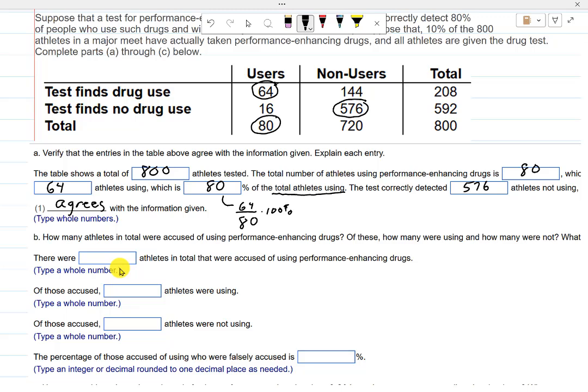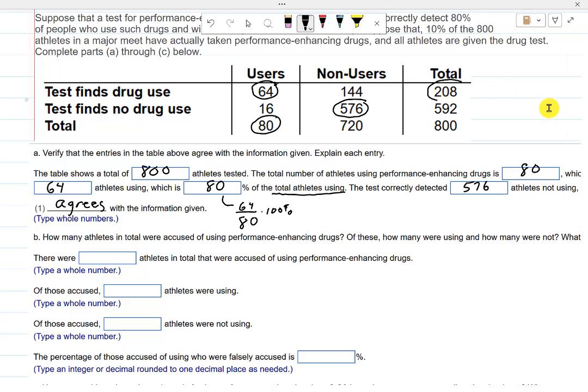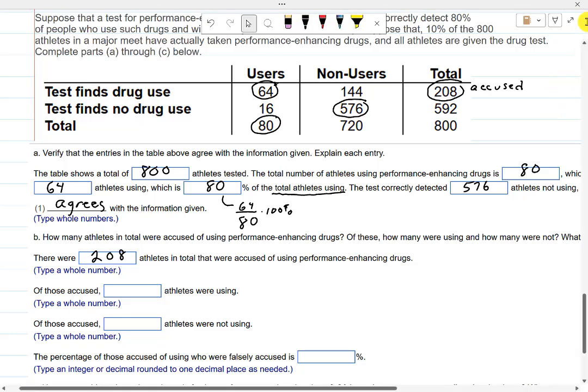How many athletes in total were accused of using performance-enhancing drugs? That's the test finds drug use. That means 208 of them were accused. These were the accused. So there's 208 of them. Of those accused, how many were actually using? Well, we have 64 out of 208. Of those accused, blank athletes were not using. So of those accused, 144 were not using.